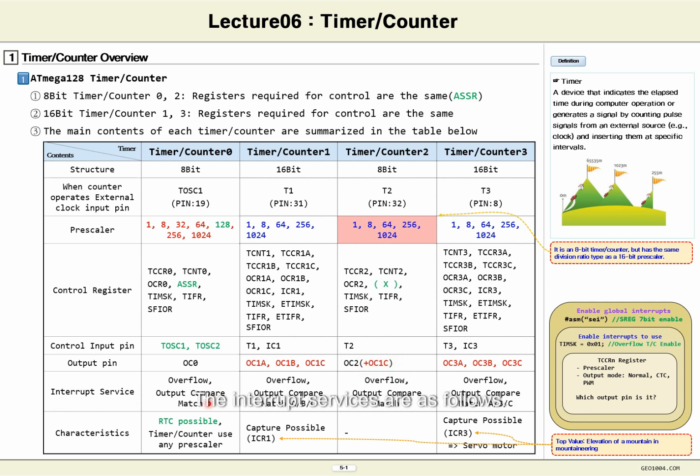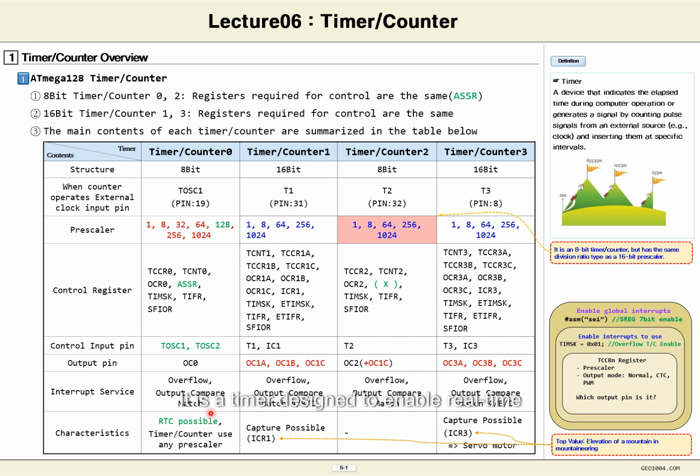The interrupt services are as follows. You should know that there are overflow and output comparison matches. There are 3 output comparison matches. In timer counter 1, there are OC1A, B, and C. I hope you know. As a feature, timer counter 0 is RTC capable.